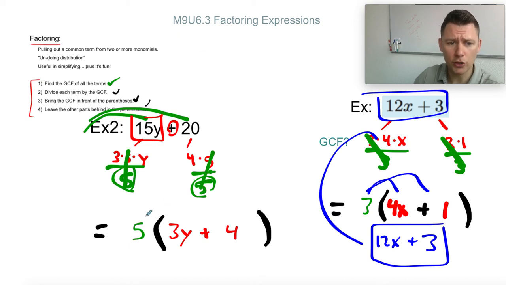And if we're not sure, we can check. 5 times 3y, yeah, 15y. And 5 times 4, yeah, 20.